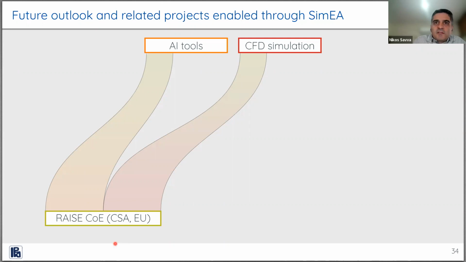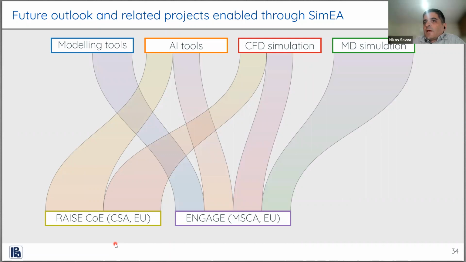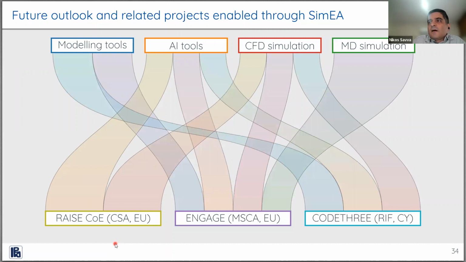And we also have, in collaboration with the University of Iceland, the Engage Marie Curie co-fund, which combines modeling and MD simulations. This is a collaboration with, again, Vangelis and Markus Müller from the University of Göttingen. And lastly, we have a proposal funded by the Research Innovation Foundation for an excellence hub, where we are going to extend all these methodologies, both on the CFD front and the analytical and the AI front.